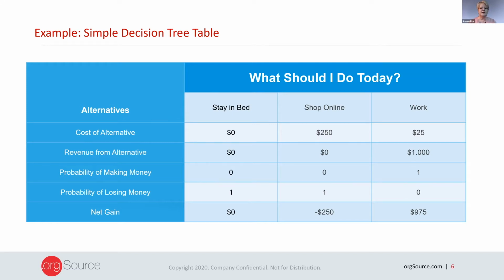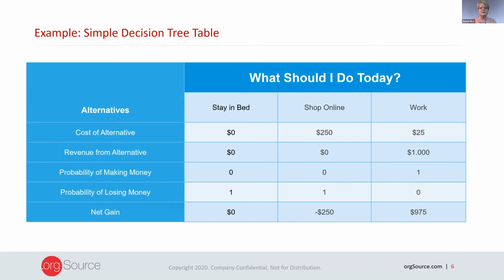The probability of me making money if I stay in bed is 0. There's 0% chance that I'm going to make any money. The probability of making money if I shop online is 0%. But the probability that I'm going to make money if I go to work is 100%. And we represent these probabilities so that they should all equal 1.